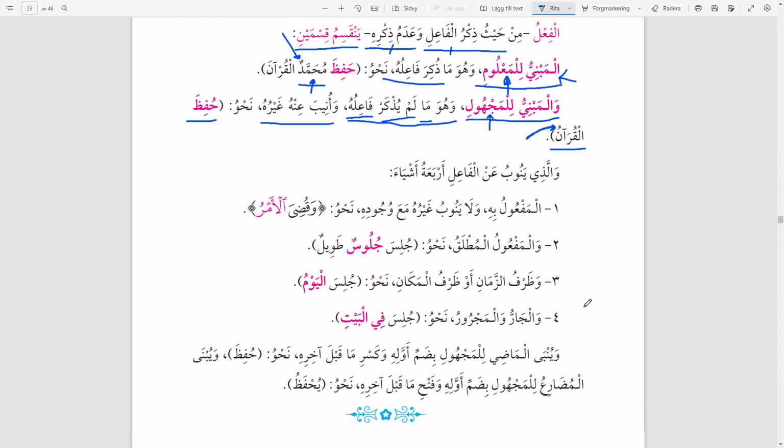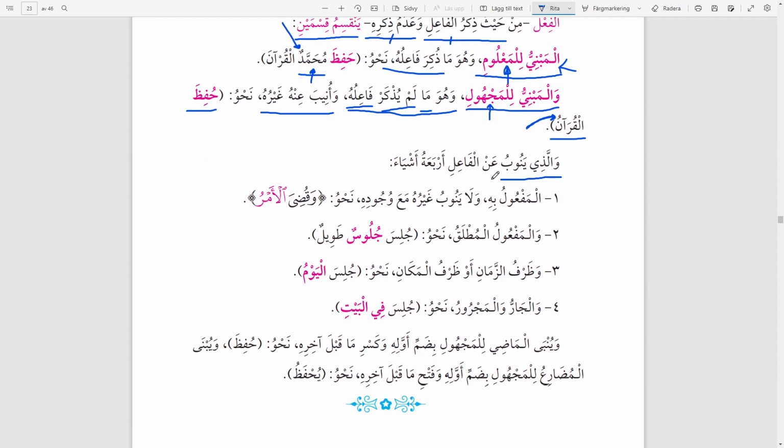And there are 4 things. والذي ينوب عن الفاعل 4 أشياء. So 4 things can actually take the place of the actor in a مبني للمجهول. So you have the object, like the Quran here. It is the object or the target of memorization. It has actually taken the role of the actor in a grammatical sense.